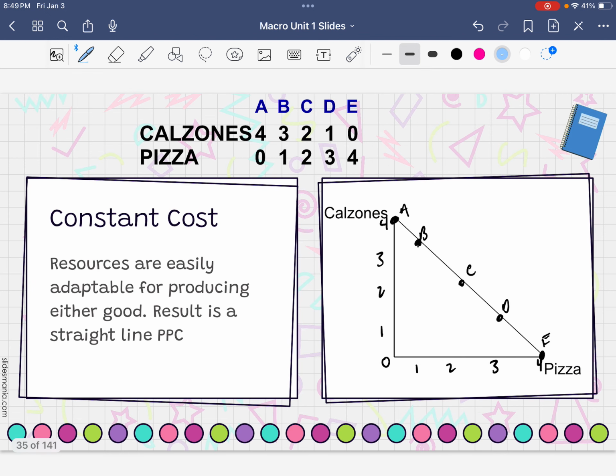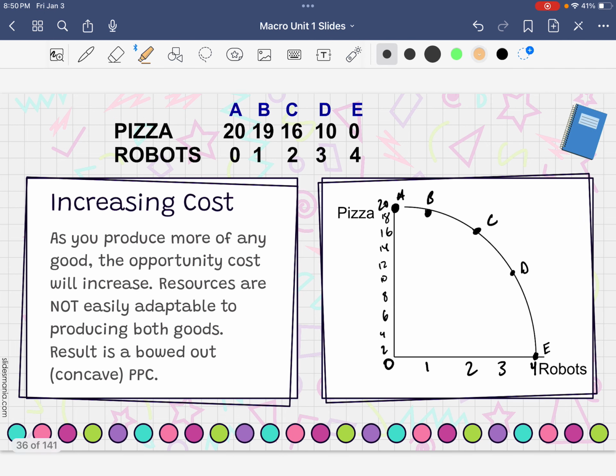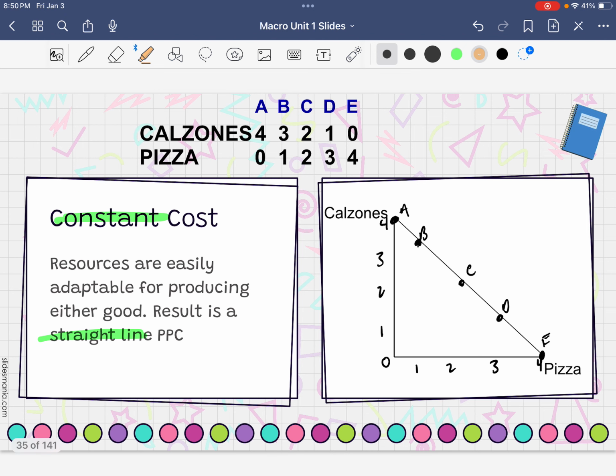Now, I did some others for you because there are 2 different types of production possibilities curve. There's constant and increasing. And they're really super simple to tell apart because look at constant. Constant is a constant straight line, whereas increasing is an increasing curved, concave, bowed out line. So that's just the difference between them is their shape. And then I'll show you the mathematical difference between them as well.